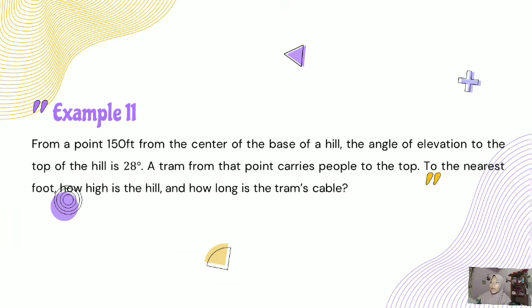Example 11. From a point 150 feet from the center of the base of a hill, the angle of elevation to the top of the hill is 28 degrees. A tram from that point carries people to the top. To the nearest foot, how high is the hill and how long is the tram cable?